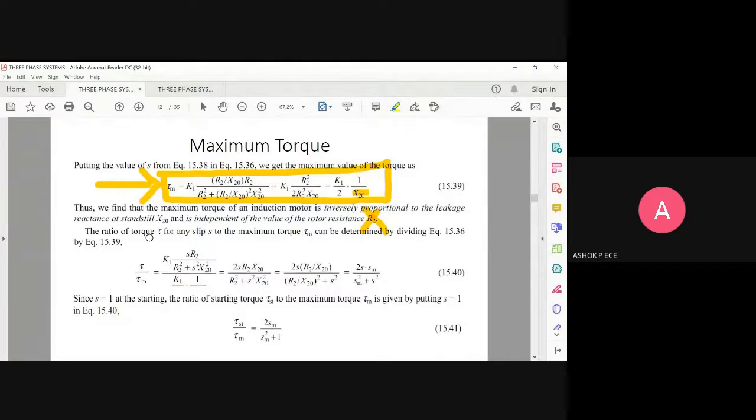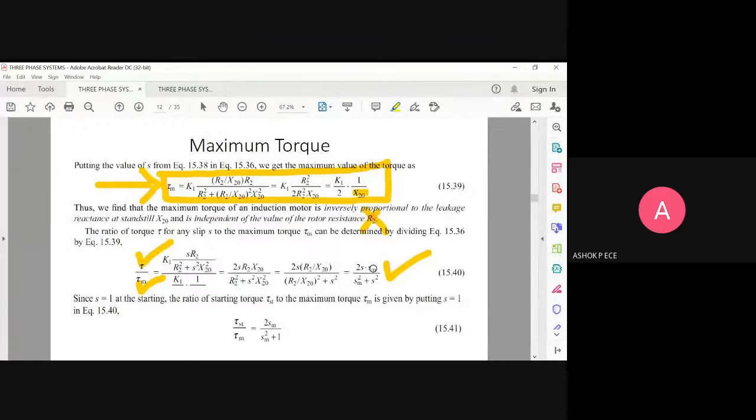Now I am going to find the ratio of tau by tau m. Tau is the normal torque, tau m is the maximum torque. I divide both, and when you simplify, tau is k1 into s R2 by R2 square plus s square X2 naught square, and tau m we got here. So when you simplify, tau by tau m is 2 s into Sm by s square plus Sm square. Sm is the slip at which maximum torque happens.